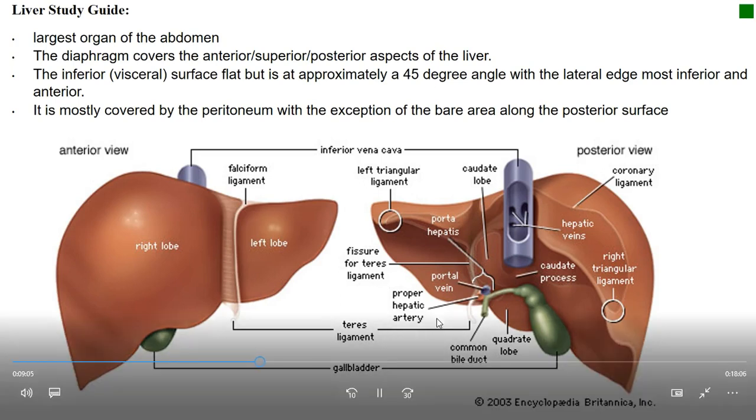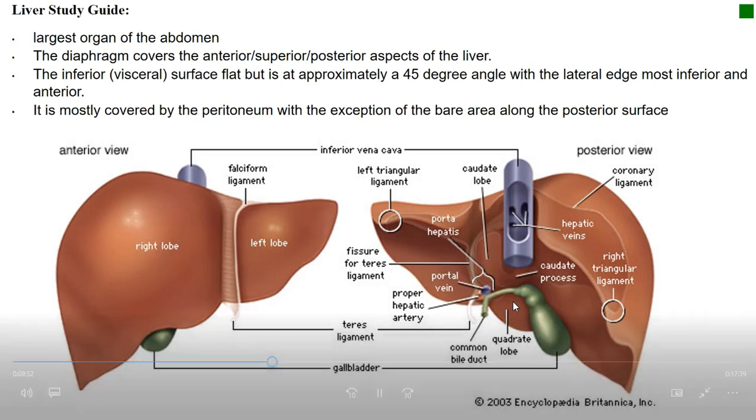So we've got the IVC here and the portal vein here, and in between those two is a caudate process. And the caudate process is actually a medial extension of the right lobe of the liver. We have the caudate process here, or sometimes they call it the caudate lobe. And then we have the quadrate lobe here, and that's a medial extension off the left lobe of the liver.